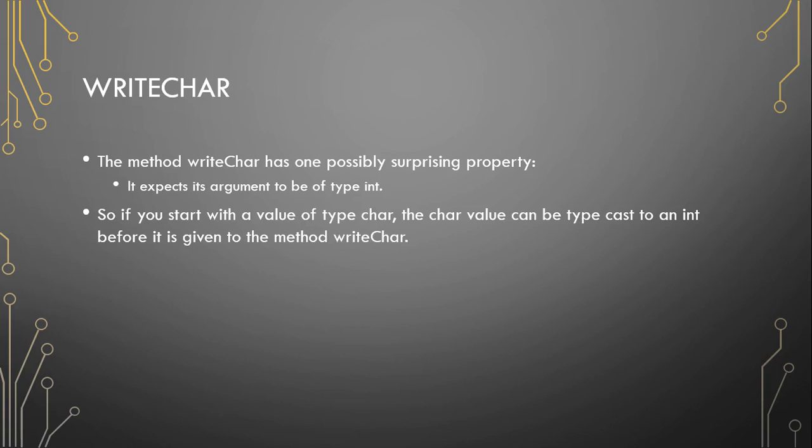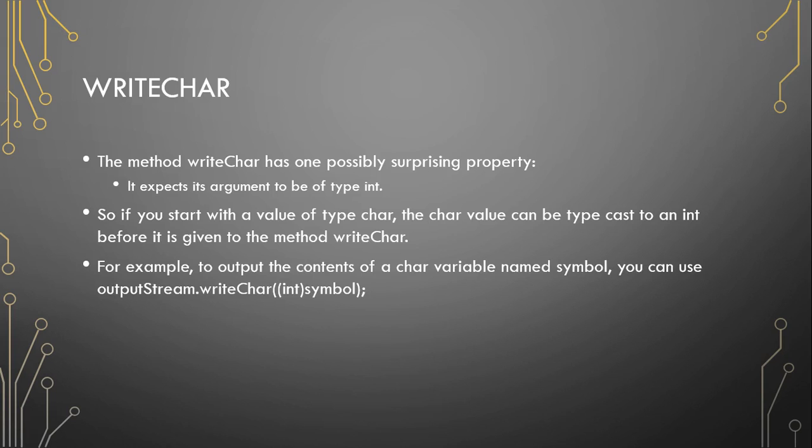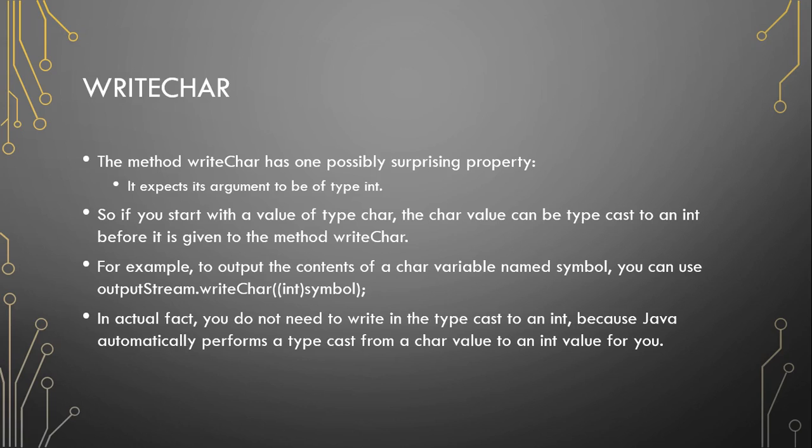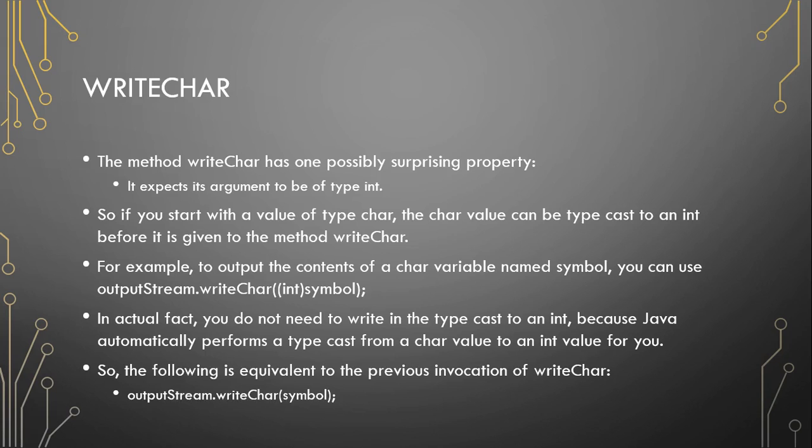So when we're looking at writeChar, if you start with a value of type char, the char can be typecast to an int before it's given to the method writeChar. For example, to output the contents of a char variable named symbol, you can use outputStream.writeChar((int)symbol). In actual fact, you do not need to write the typecast to an int because Java automatically performs a typecast from a character value to an int for you. So the following is equivalent: outputStream.writeChar(symbol). Personally, I would probably do it the second way, simply because it's one less thing I have to type and one less set of parentheses I have to worry about forgetting.